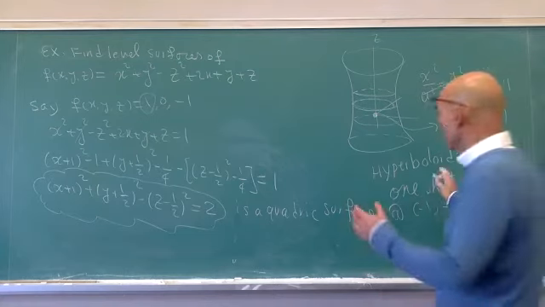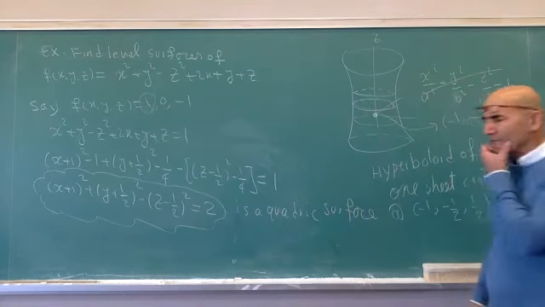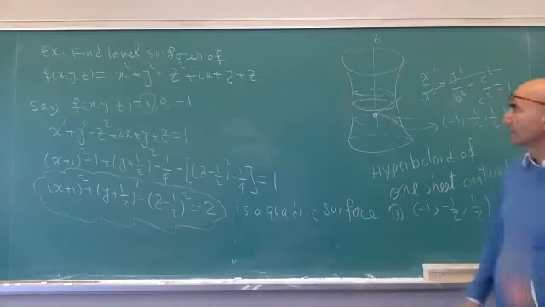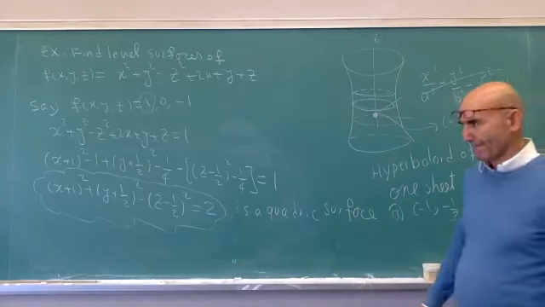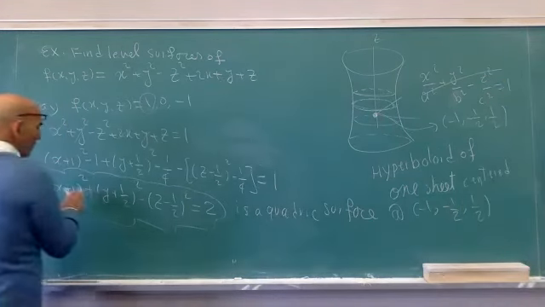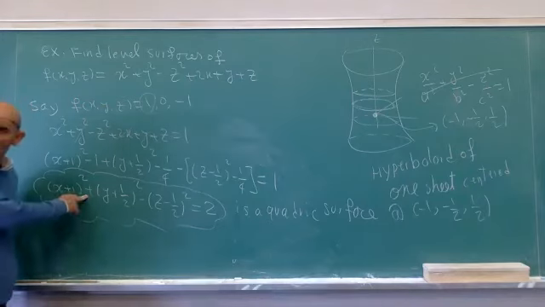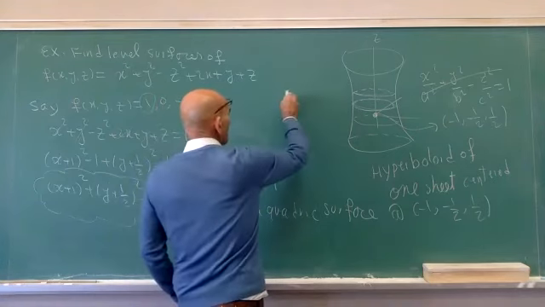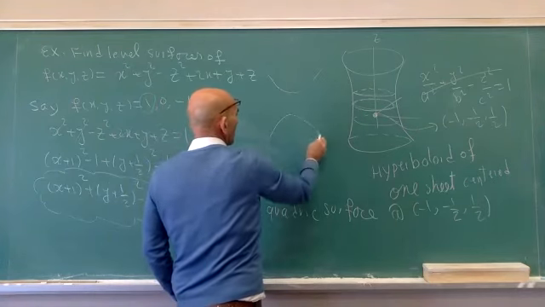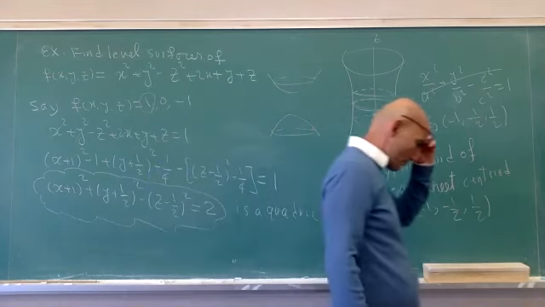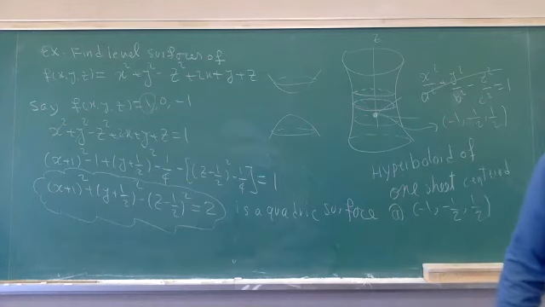Okay, so this is a hyperboloid of one sheet. Can you give me an equation for a hyperboloid of two sheets? Yes. x squared over a squared minus y squared over b squared minus z squared over c squared equals 1. Exactly. So if for some reason you had a negative here, this would be two-sheeted. But that's not the case yet.